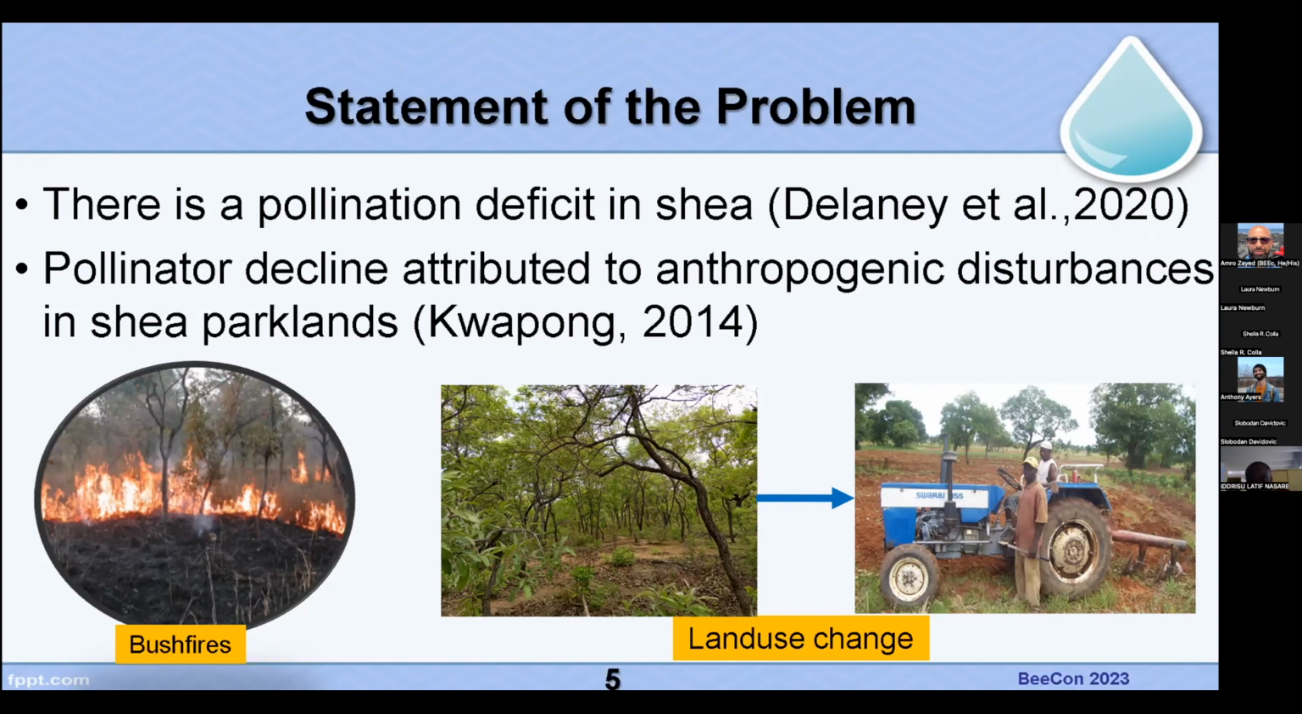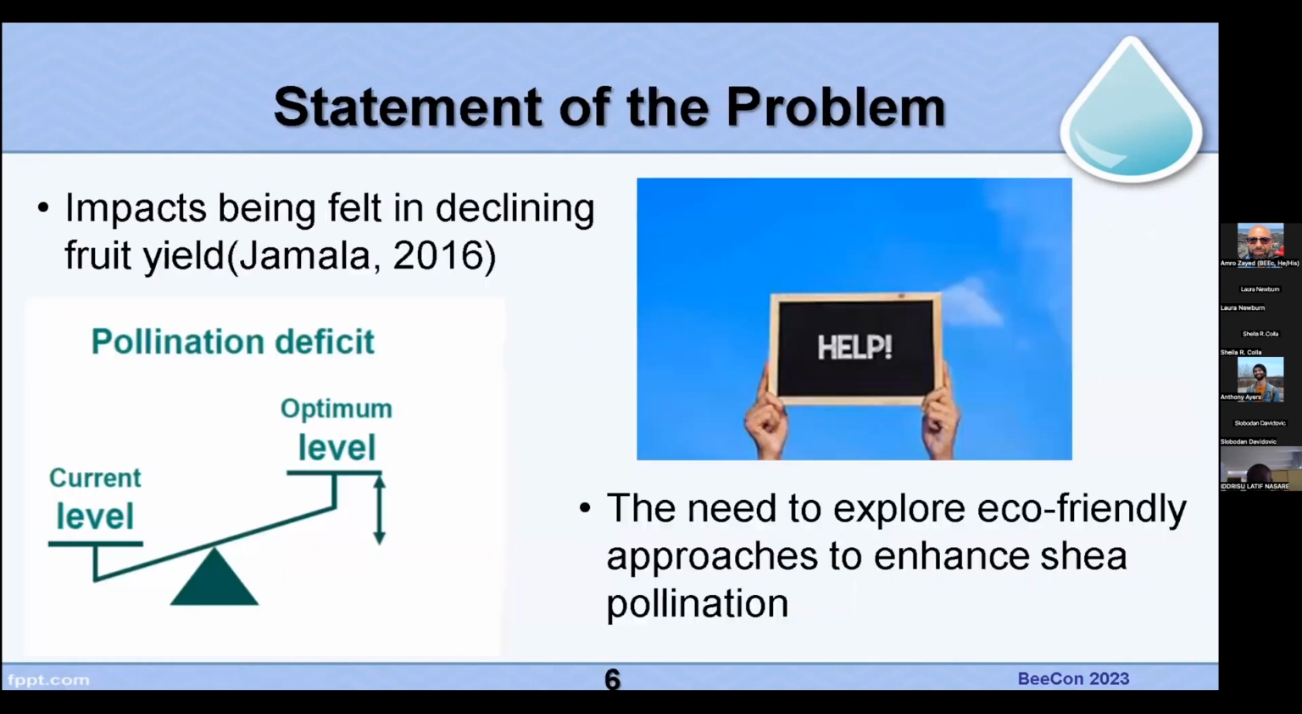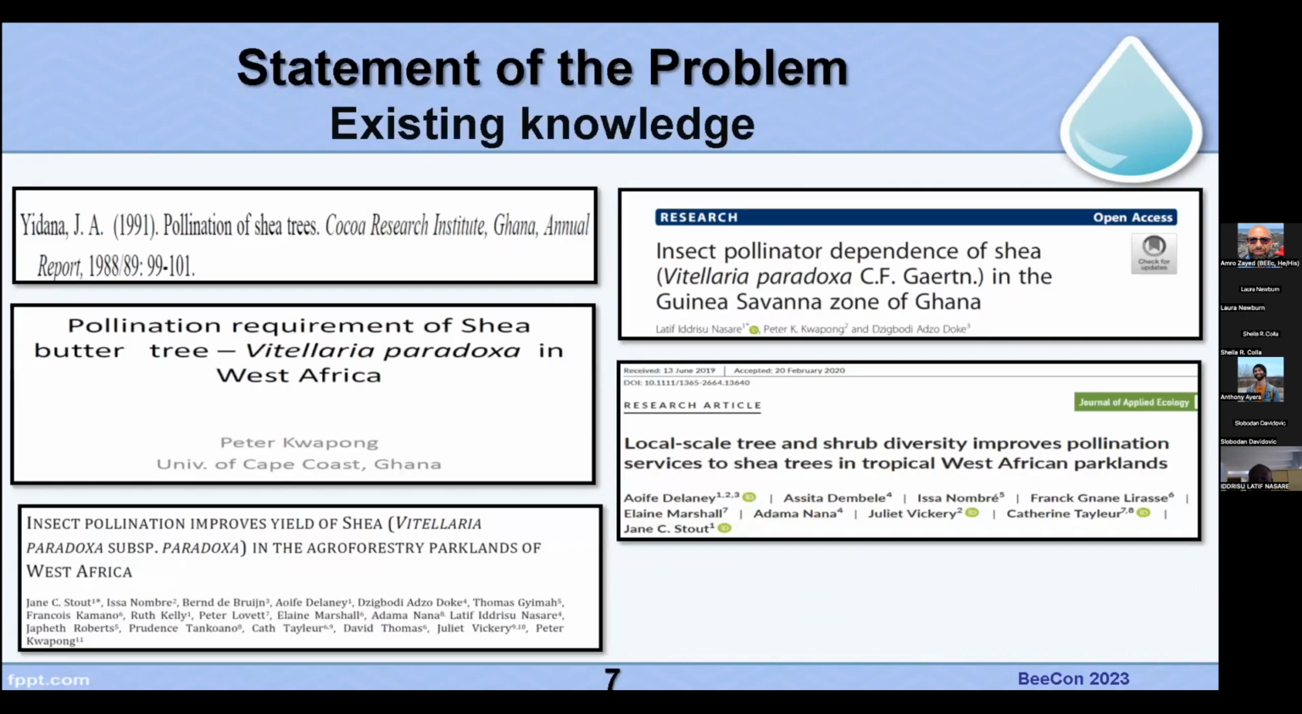A lot has been done on the plant right from the early 90s on pollination of shea, but we still do not have much research on strategies to enhance pollination services. Just recently in Burkina Faso in 2020, a study was done which found that enhancing tree diversity on the shea parkland increases pollinator population and pollinator visitation to the shea flowers. And this was an important finding. That means that the diversity of tree species on the shea parkland is of essence to pollination of shea.